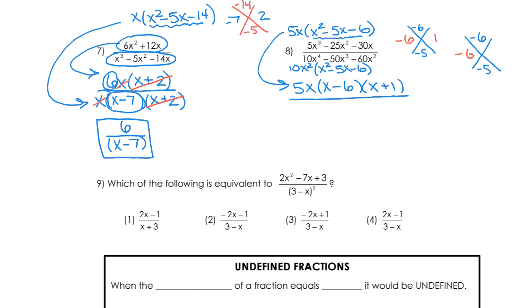So we already know the numbers are negative 6 and 1. And then we're going to go ahead and take that down here. So we have to remember the 10x squared that we initially pulled out. And then the trinomial would break up into the same x minus 6 and x plus 1. That doesn't usually happen. That's okay.